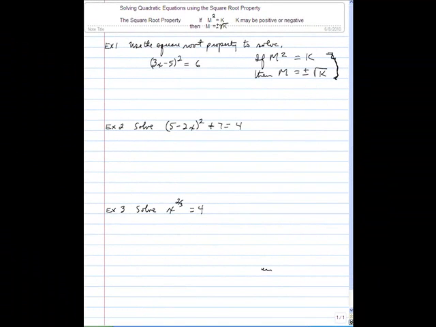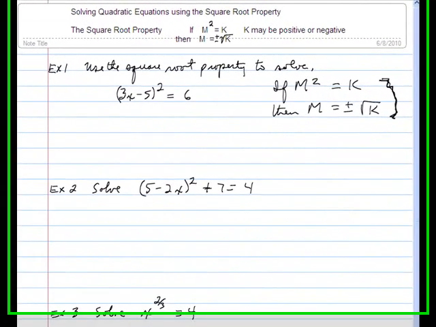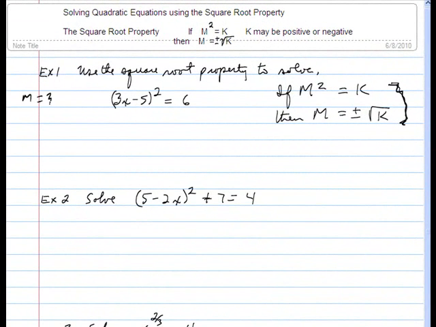Let's see how we'd use it to solve a problem. In example 1, my mess is the 3x minus 5, and it is squared. We call that a perfect square when you square a number. The 3x minus 5 squared is equal to the number 6, so that's just like in our square root property, mess squared equals k. The square root property says then the mess is equal to positive or negative the square root of k. So I write the 3x minus 5 is positive or negative the square root of 6.